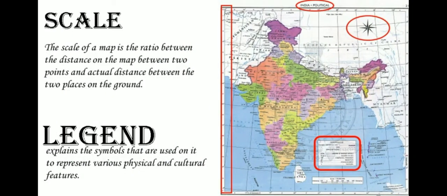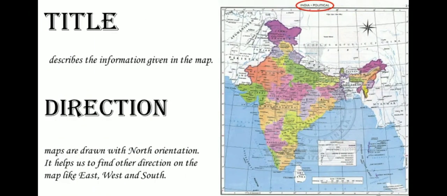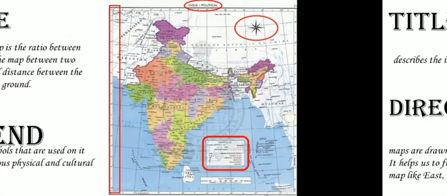Every map has a title that describes the information given in the map. For example, a map with the title India Rivers shows rivers of India. Direction. General maps are drawn with north orientation, which helps us to find other directions on the map like east, west, and south. In addition to the north notation, latitudes and longitudes are depicted in the margins. The north is notified by letter N with an arrow mark.